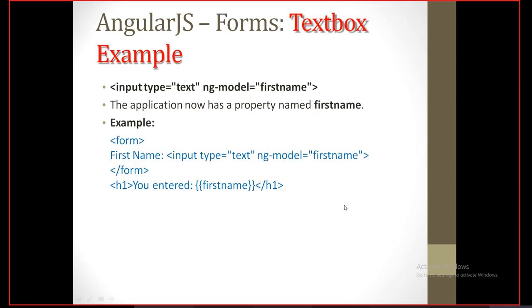Okay, let's see the example. What we are doing here is defining a form with a text box. That means we are simply using an input tag with text type, and we are defining that input field for a form. You can see that the input field is enclosed by a form tag. Whatever we enter, we can see over here in the expression, it will be displayed.